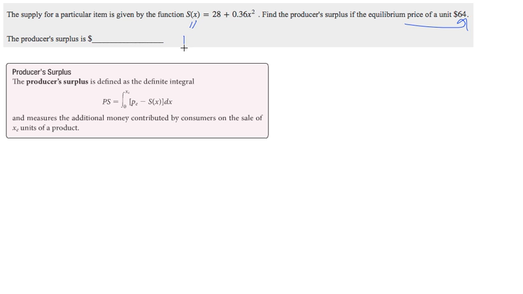Supply, the supply function is price. Supply and demand are both functions that tell you price at a particular X. So we can plug in 64 for S of x right there to solve for X sub b. This is really X sub b squared. Okay, so solving 64 minus 28 is 36.